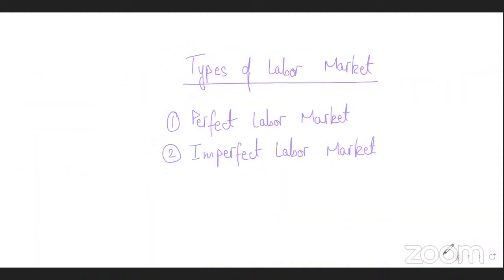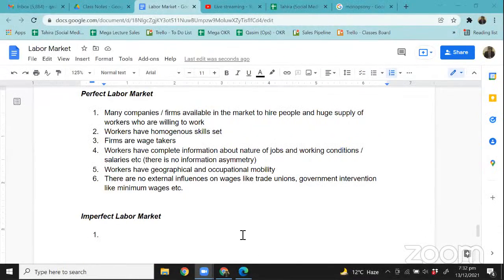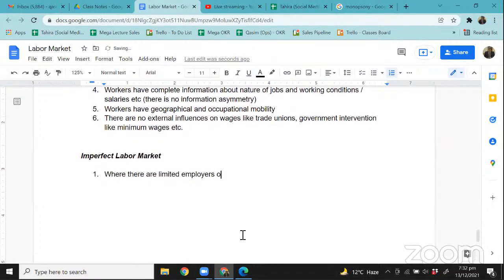Got it? Okay, now moving forward and discussing the imperfect labor market. So an imperfect labor market is where there are limited employers, and I'll give you some examples of this as well, and limited workers to work, right? So we are thinking of an imperfect labor market where there are limited employers or limited companies that are willing to hire people, and it could also be that there are limited workers who are available to work. That's the first characteristic, right?